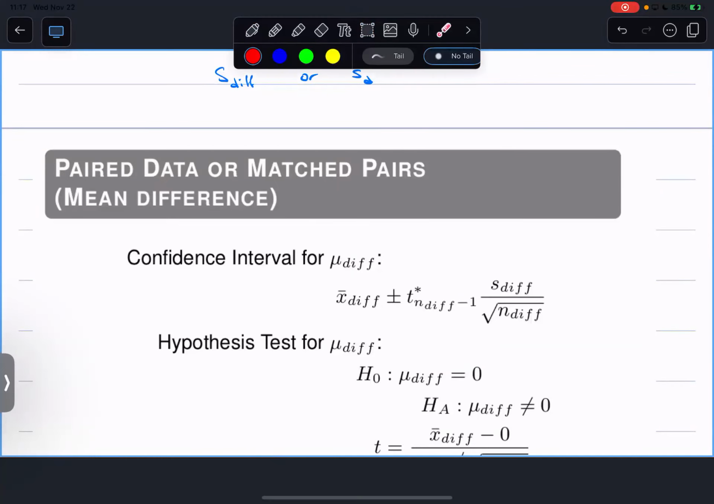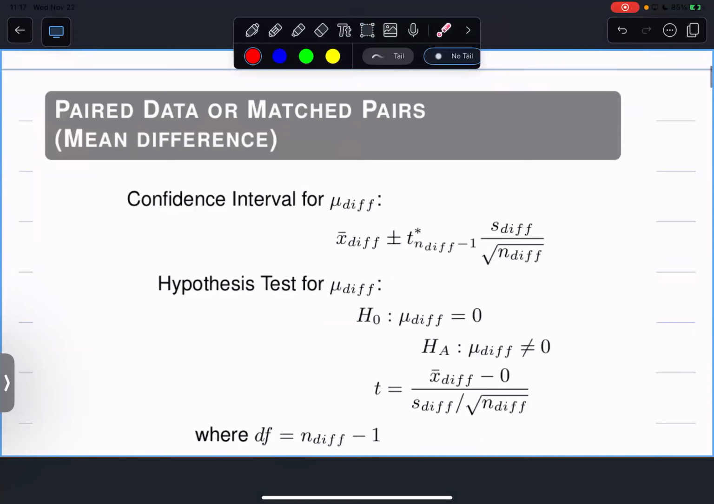So paired data, or I like to call it matched pairs, just to emphasize that observations are matched, right, in pairs. So whatever you want to call it is fine. And then I've got a little reminder that we're analyzing the mean difference.